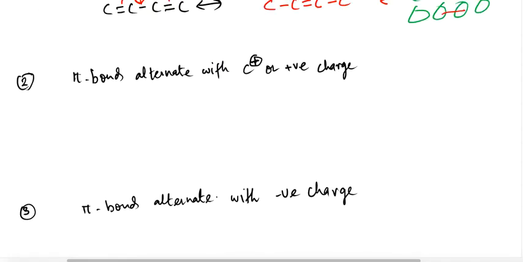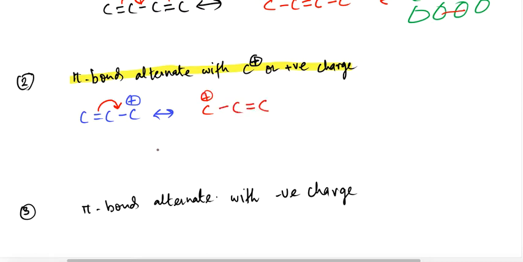Now next one is, if we have pi electron, pi bond, and alternate positive charge. Let's take this example. If you have C double bond C, and then you have carbocation. Here you can observe resonance, and you can draw the resonating structure like this. This pi electron will move here, so you will get carbocation here, and then C double bond C.